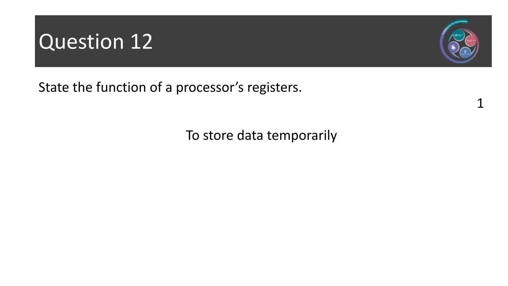The control unit is responsible for managing all the lines, so the clock, read, write, reset, interrupt lines. And this is what ensures the fetch execute cycle is successful when the computer is running.